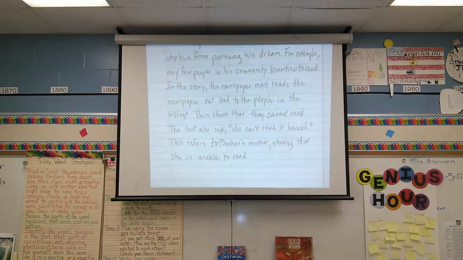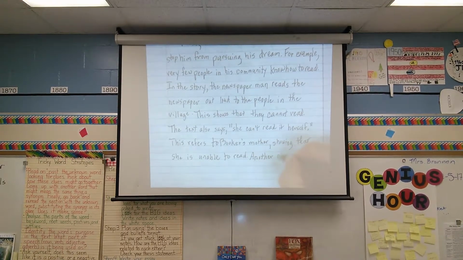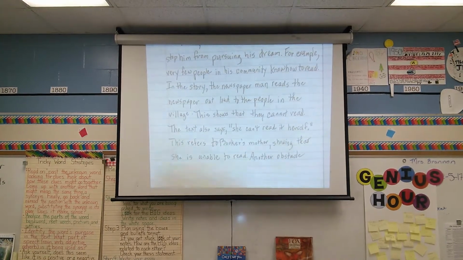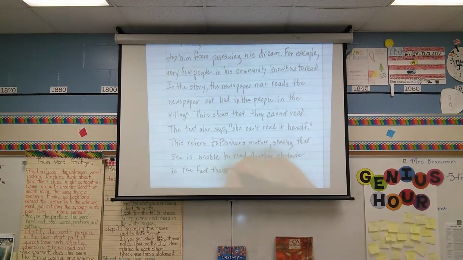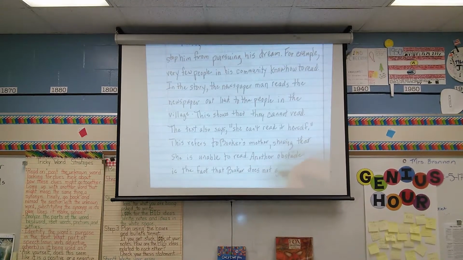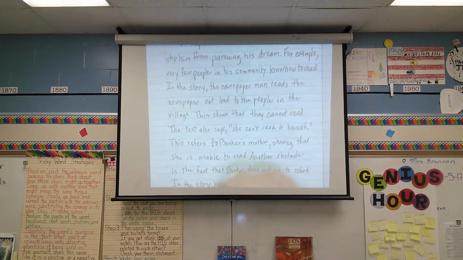Okay, so far 2 obstacles, right? 2 obstacles in his path. Nobody in his community, including his mother, is able to read. Another obstacle is the fact that Booker does not go to school. Now, how do I know that? I know that because in the story, he works all day at the salt mill.